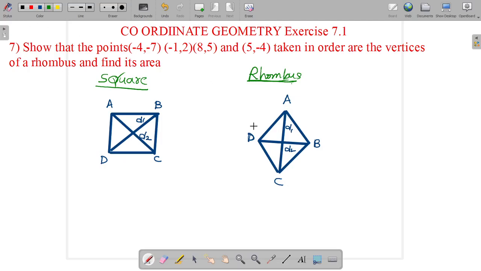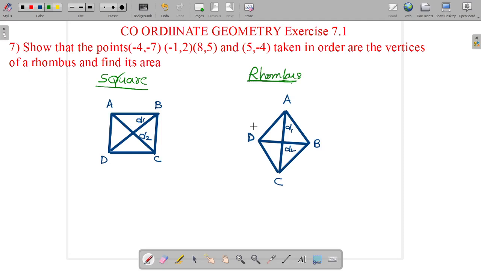Hi friends, today we are discussing coordinate geometry, chapter 7, exercise 1, problem 7. Show that the points (-4, -7), (-1, 2), (8, 5) and (5, -4), taken in order, are the vertices of a rhombus, and find its area.